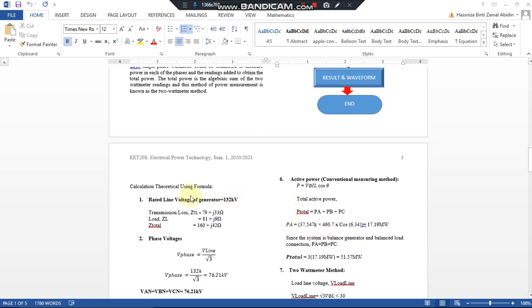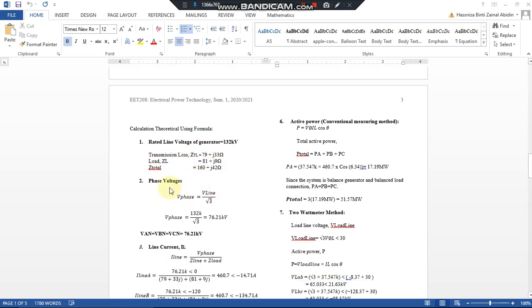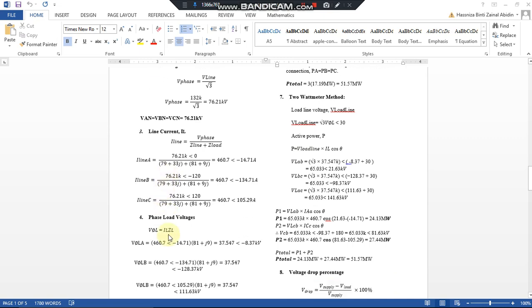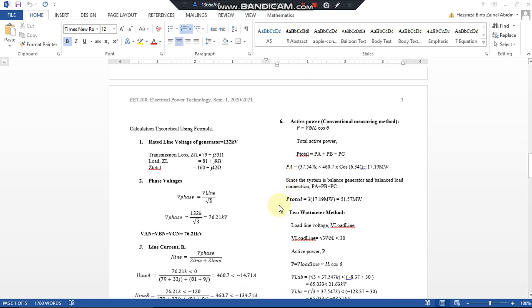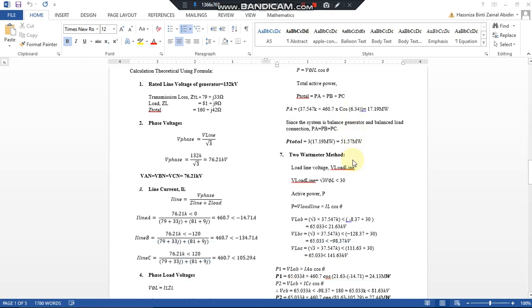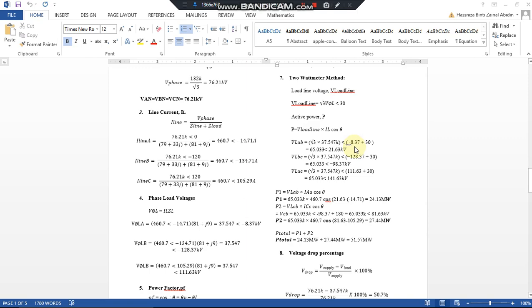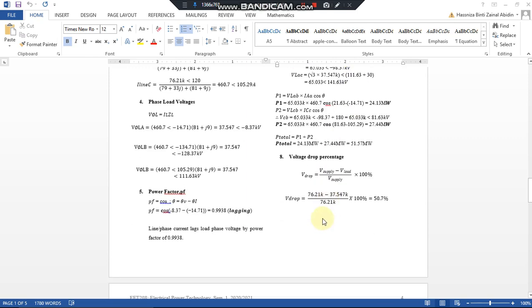Now we go to the theoretical calculation using formulas from the given generator voltage of 132 kV and also the transmission loss and load. Based on our matric number, we can get the phase voltage, the line current, the load phase voltage, power factor, active power from the conventional measuring method, and power from the 2 wattmeter method. And the last one is voltage drop percentage.